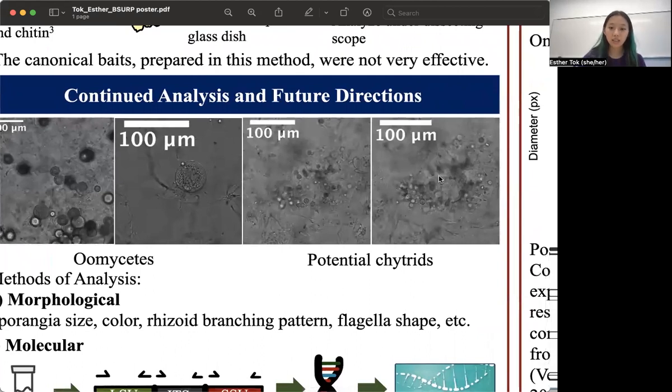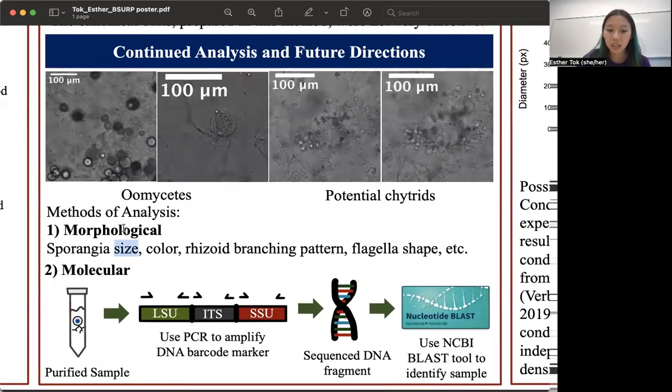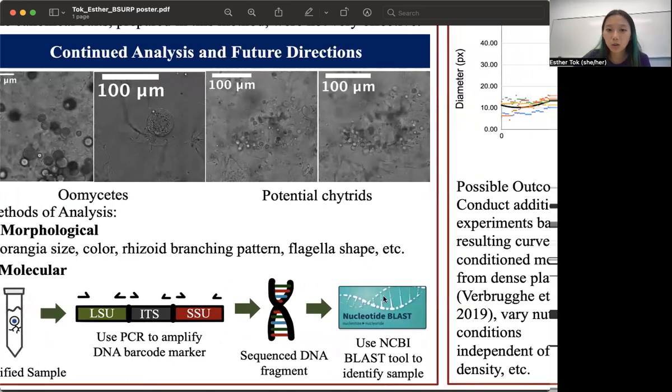And after this, we plan to purify and isolate them and identify the different species using morphological analysis, which is using the different characteristics of them, like their size, their shapes, to figure out what species they are. We also could possibly use molecular analysis, which is using PCR to amplify and sequence a specific DNA fragment and comparing it to known sequences to figure out the species.